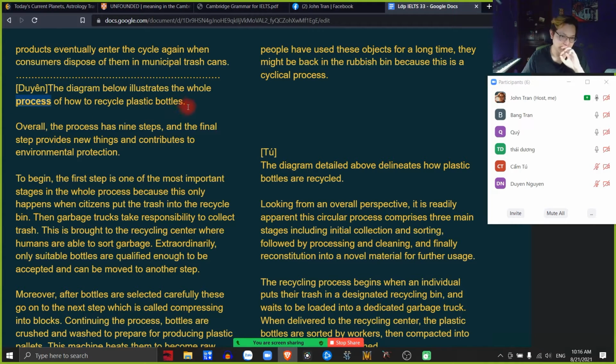How to recycle plastic bottles. Overall, the process has 9 steps. Really? Or there are 9 steps in the process. Which one is correct? There are 9 steps.